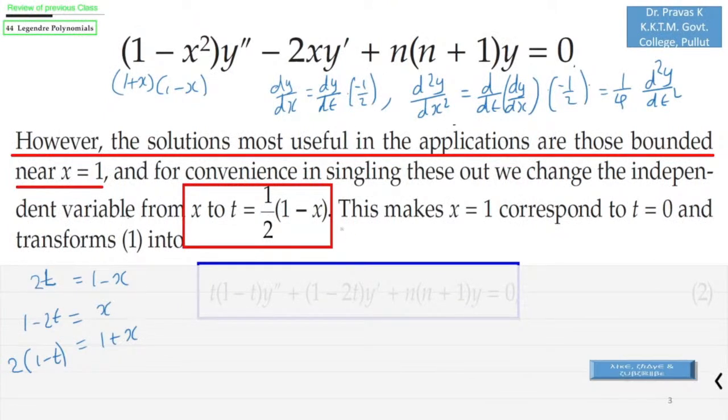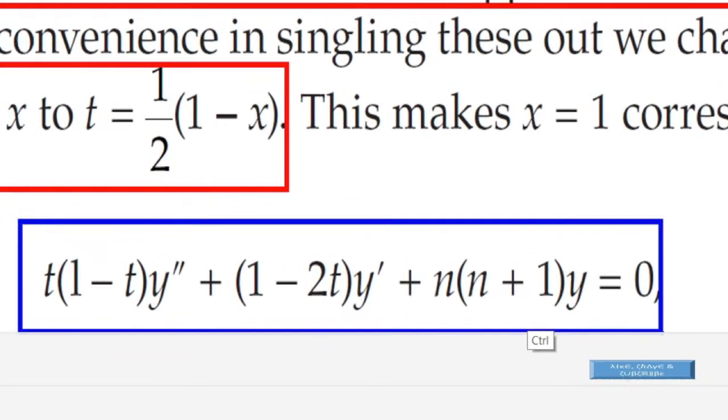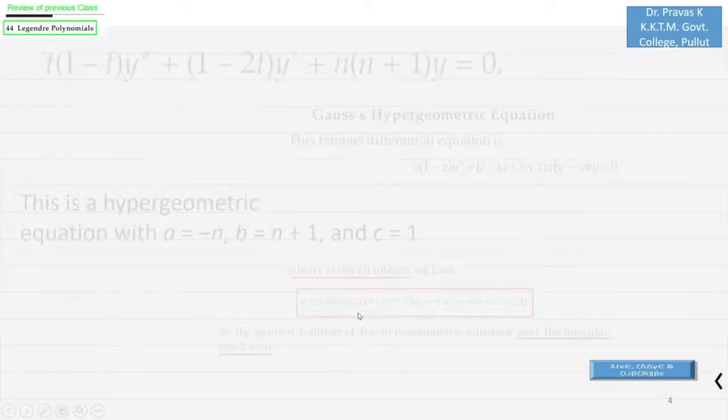this new equation in terms of the variable t, that is t(1 minus t) y double dash plus (1 minus 2t) y dash plus n(n plus 1) y equal to 0. Now we can see that this is in the standard form of a Gauss hypergeometric equation, so that if possible we can find a general solution using the previous techniques.